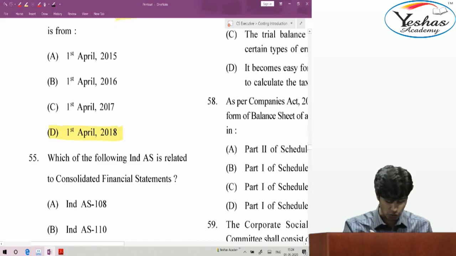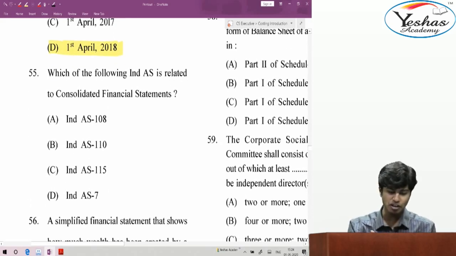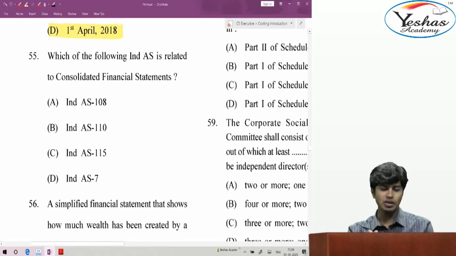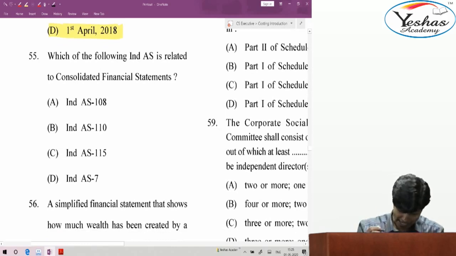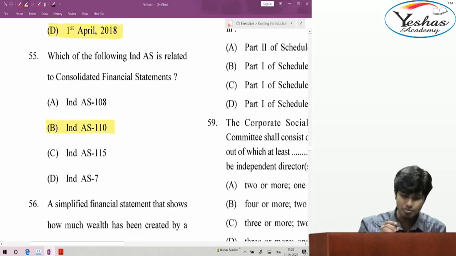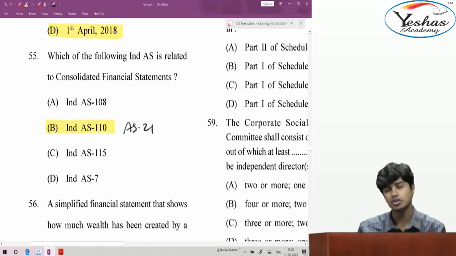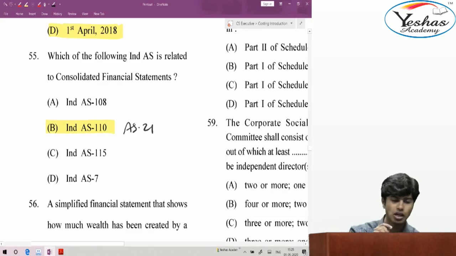Come on. Let us go to question number 55. Question number 55 talks about which accounting standard, Ind AS, talks about consolidation. So the Ind AS that talks about consolidation is Ind AS 110. In accounting standards we have Accounting Standard 21 which talks about consolidation. In Ind AS we have Ind AS 110 which basically talks about consolidation.